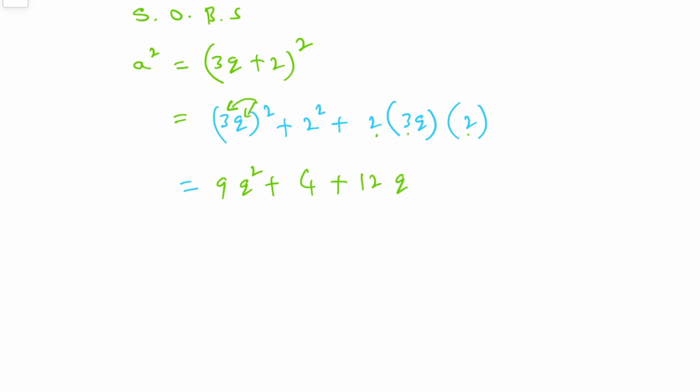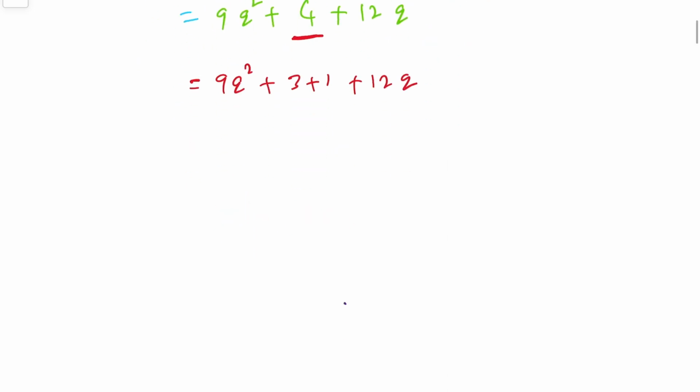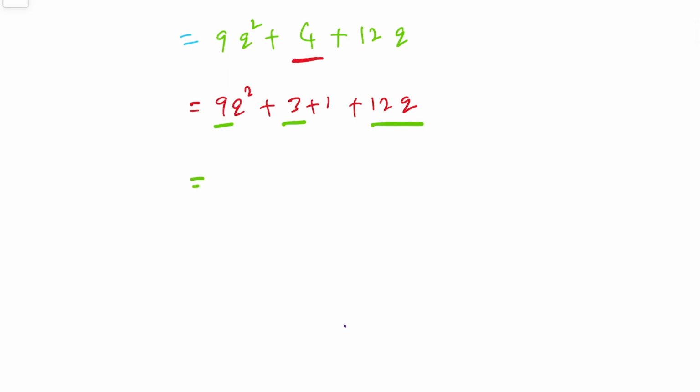Now according to one logic we know that always the remainder will be smaller than the divisor, right? So according to the divisor, we know it is 3. So we need to separate it as 3 plus something, or else 3 multiple plus something. That's why I'm writing it as 9q square as it is, plus 4 we can write it as 3 plus 1, plus 12q. Again writing 9q square, 12q and 3 together and plus 1 separately. So we will get it as 9q square plus 12q plus 3 plus 1.